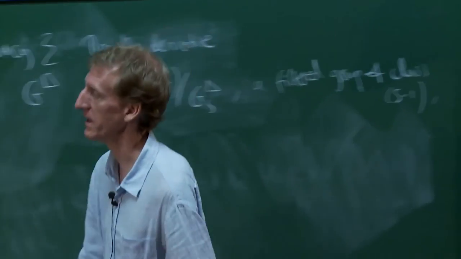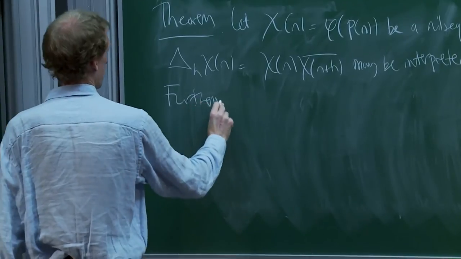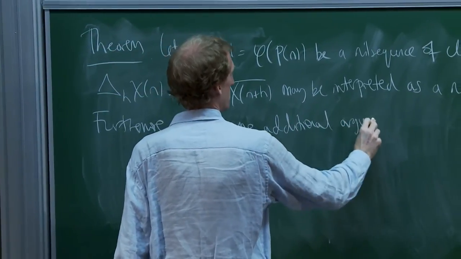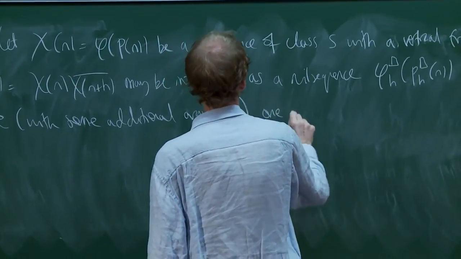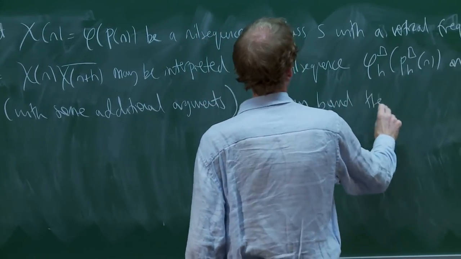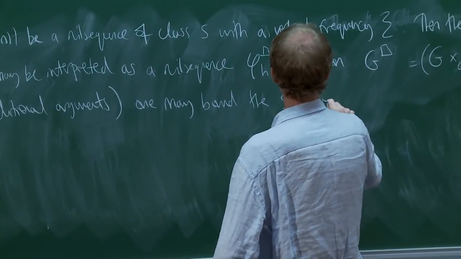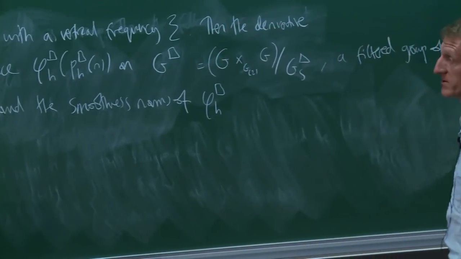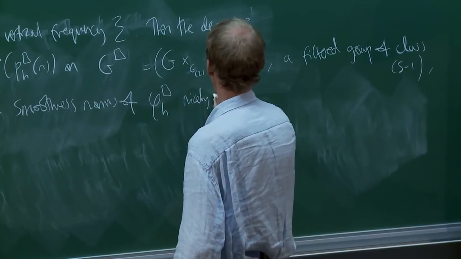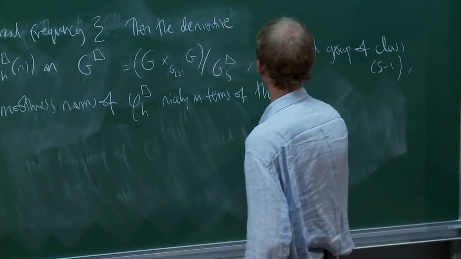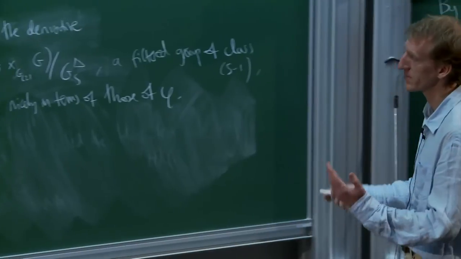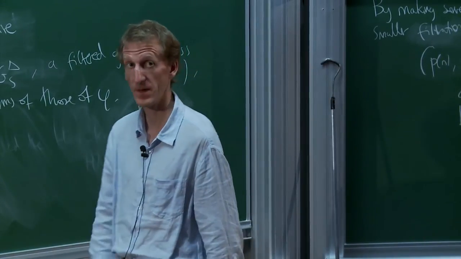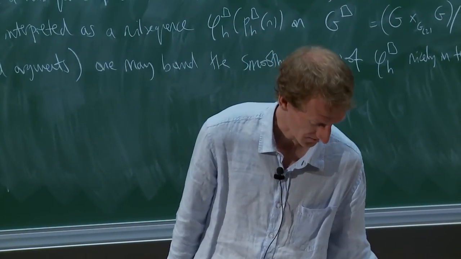And furthermore, with more care, with some additional arguments, one may ensure, one may bound the smoothness norms of phi h box in terms of those of phi nicely. Of course, there's a more precise statement that needs to be made there, but that's the basic idea. Does anyone want any further elaboration of any of that? I'm guessing no.